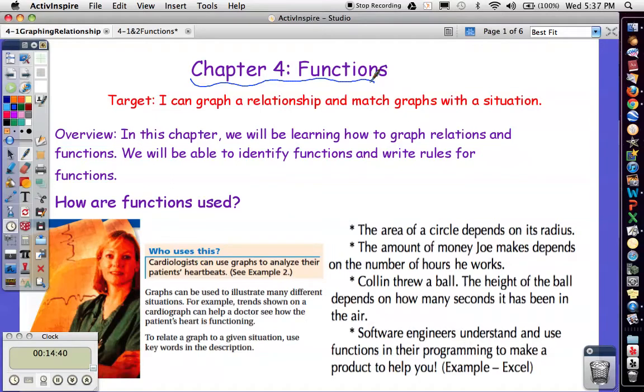First lesson probably is going to be a review for you. If it's not, that's okay. If it is, just make sure you follow through and get all the points. So take a moment to copy down your learning target. I can graph a relationship and match graphs with a situation.